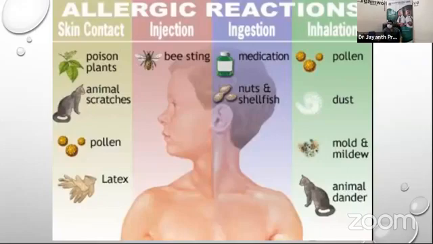Then coming to ingestion mode. What is ingestion? Something consumed through our mouth is called ingestion. There are some medications which can cause allergy, and there are some foods like nuts, shellfish, soy, cow milk. These are all foods. Some people are even allergic to wheat. Some people are allergic to gluten. These are all food materials which can cause allergy. Then airborne mode allergens are pollen, dust, mold, or animals which shed dander.